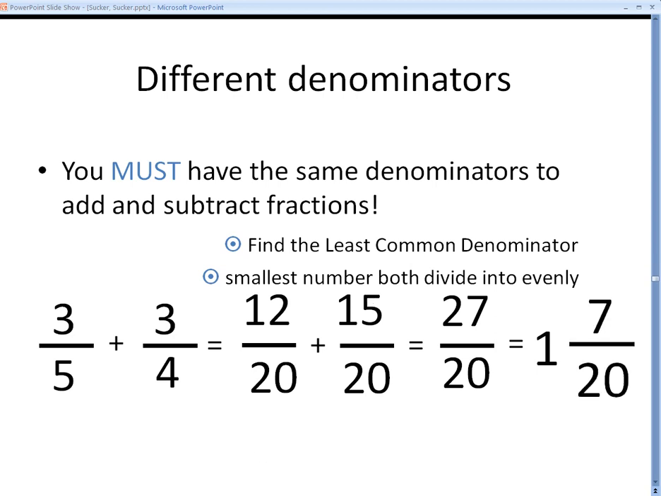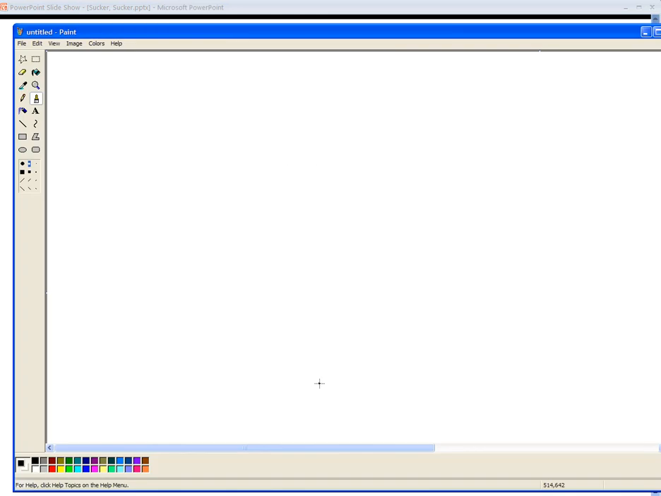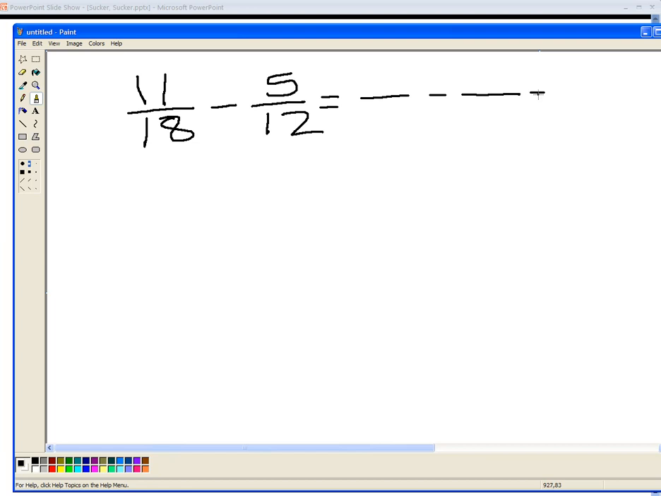I'm going to take a sec and show you one on the whiteboard too, because I think this one's a little bit trickier. So here we have, sorry, sometimes it comes out wonky when I write on the whiteboard. 11/18 minus 5/12. This one's not as easy to see what the common denominator is, which is why I wanted to show you this. So this is what my problem is going to look like when I'm done. That's supposed to be equals, but I'm going to use my factor tree like I did in the other problem to find my common denominator.